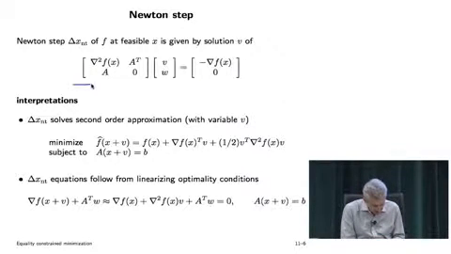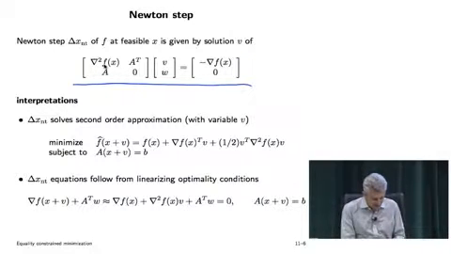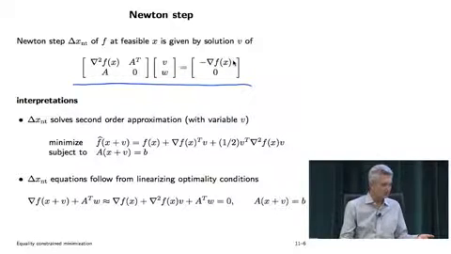So, a couple of interpretations of this. Notice that it reverts to the Newton step when there are no equality constraints, because then that's just a 1 by 1, and it's Hessian times v equals minus gradient. That gives you the Newton step.